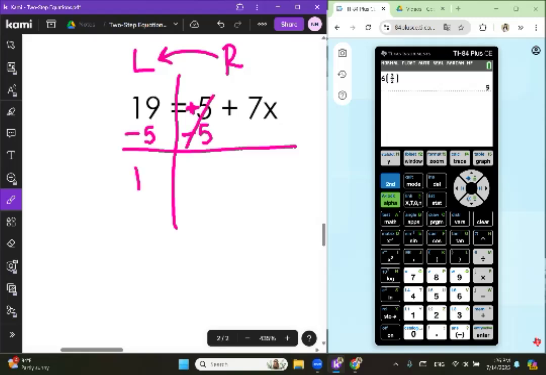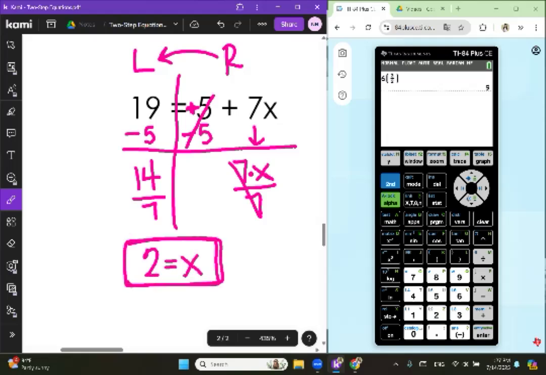19 minus 5, 14. 7x comes down. Nothing connecting 7 to the x, so that's times. Opposite of times is to divide. 14 divided by 7 is 2. 2 equals x.